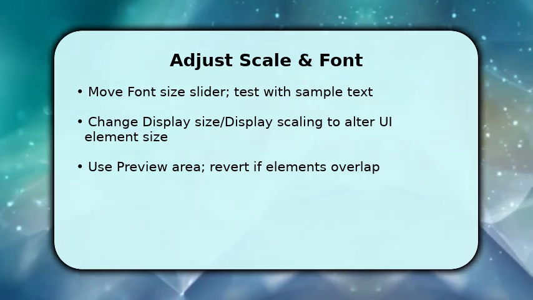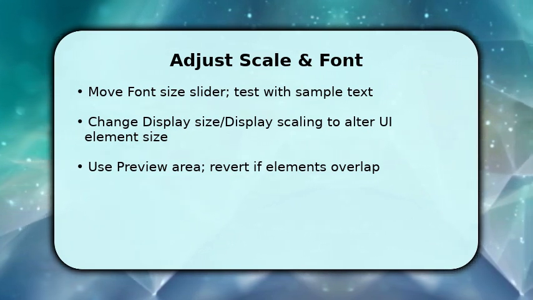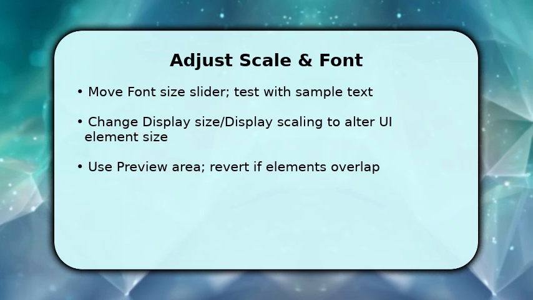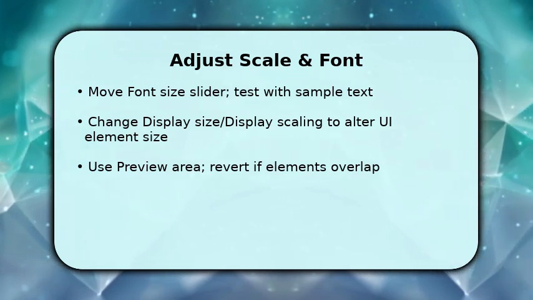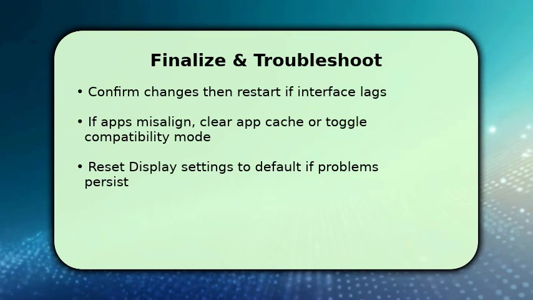If text wraps oddly or buttons overlap, make smaller adjustments. You can always tap again. Once done, confirm the look across a few apps to ensure usability. You want readable text and tappable buttons.